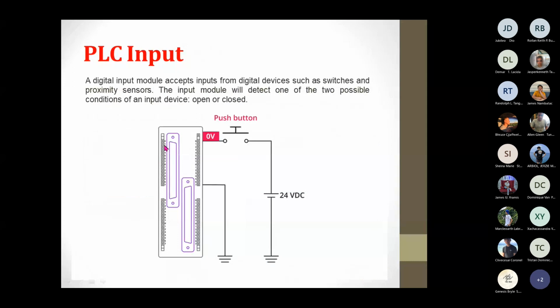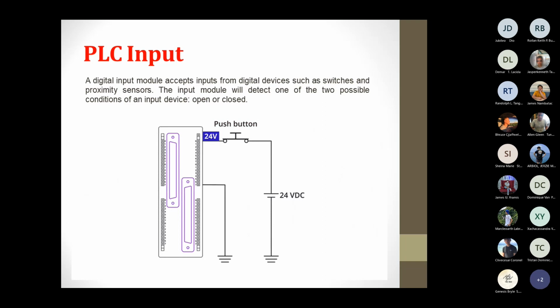Okay, so let's take a look at what happens to the input of the PLC. As mentioned a while ago, the input module of the PLC is where we connect the switches. An example in the illustration is the push button. The function of the PLC input is to identify if the connected element is open or closed.